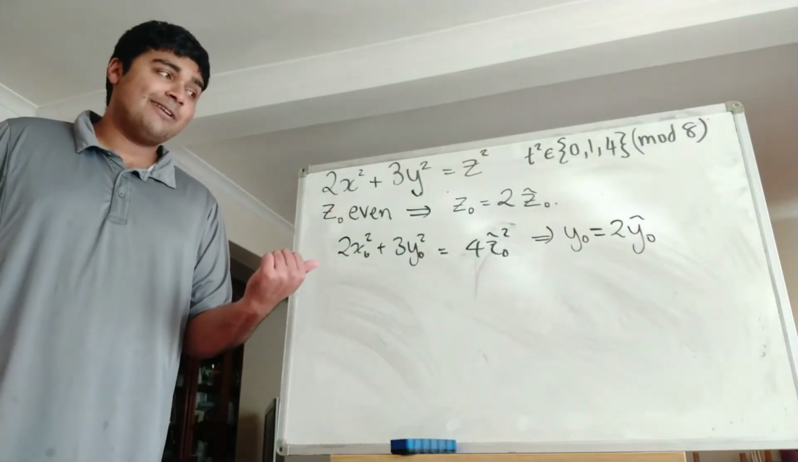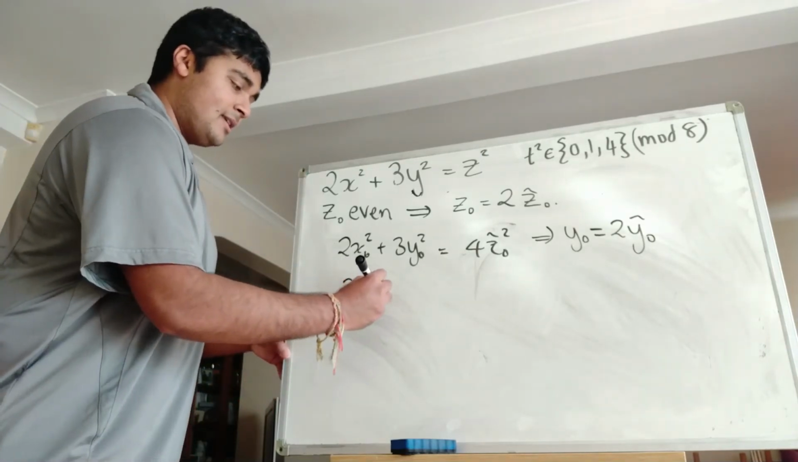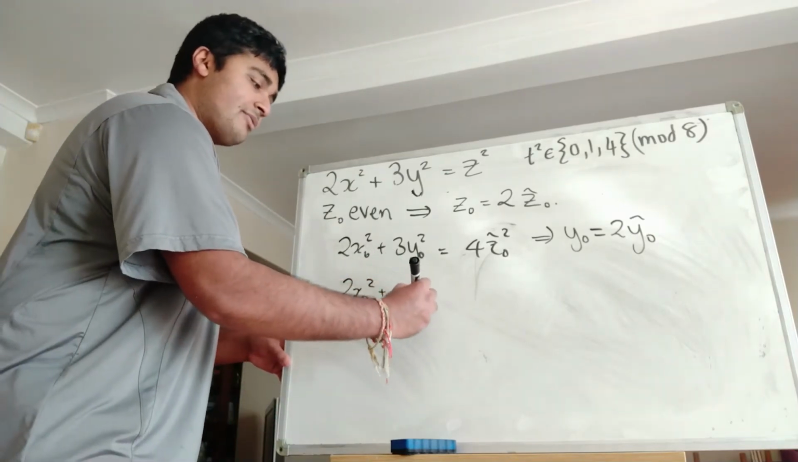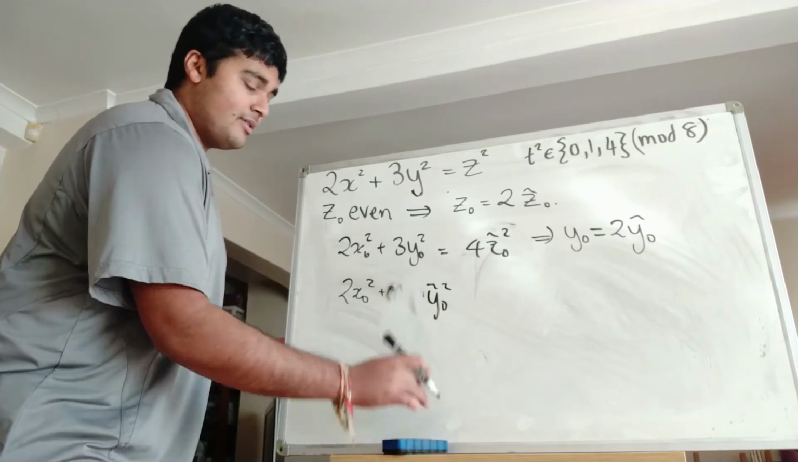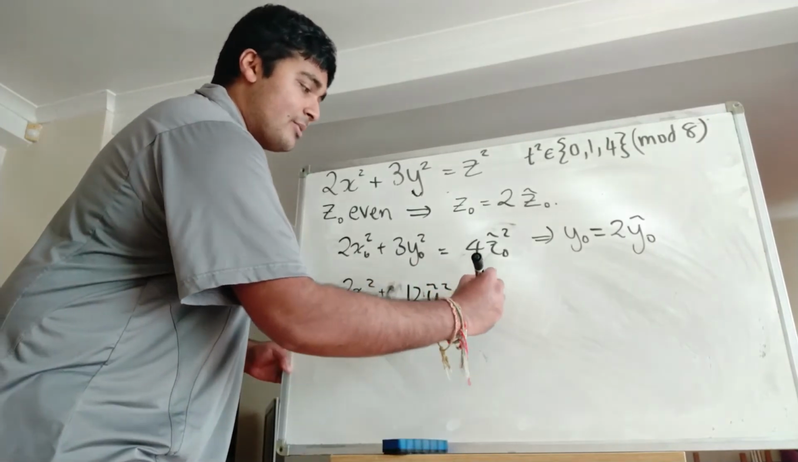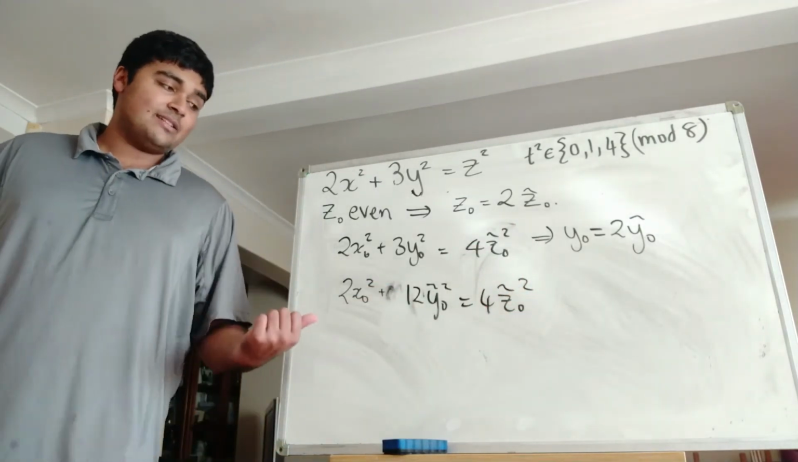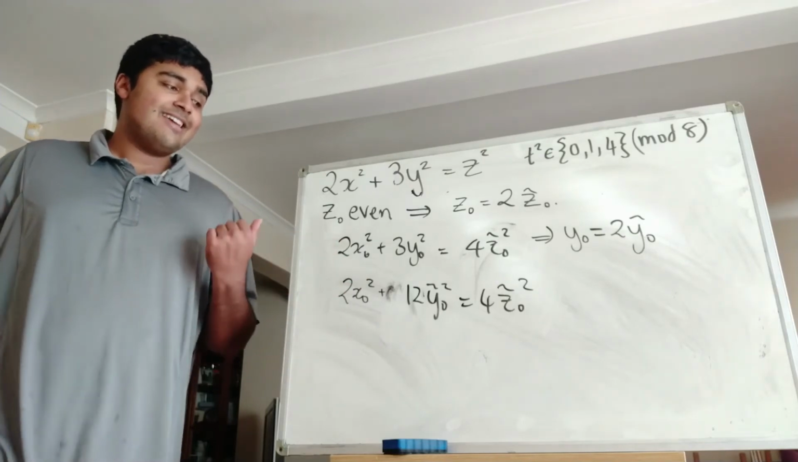And again, we're just going to plug that back into our equation here. So we're going to get 2x0 squared plus now 3y0 squared is just going to be 3 times 4 times y0 tilde squared, and 3 times 4 is of course 12. And that equals 4z tilde 0 squared. So 2x0 squared plus 12y0 tilde squared equals 4z tilde 0 squared.